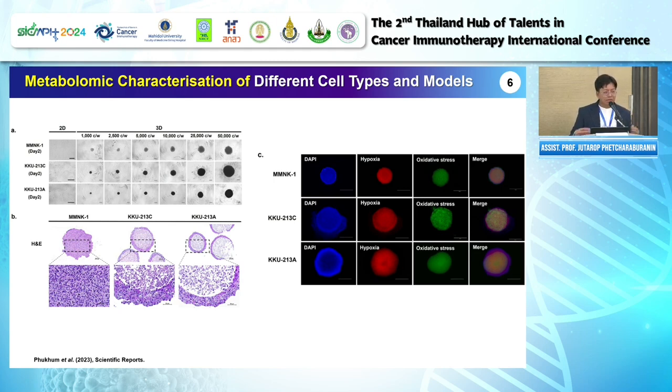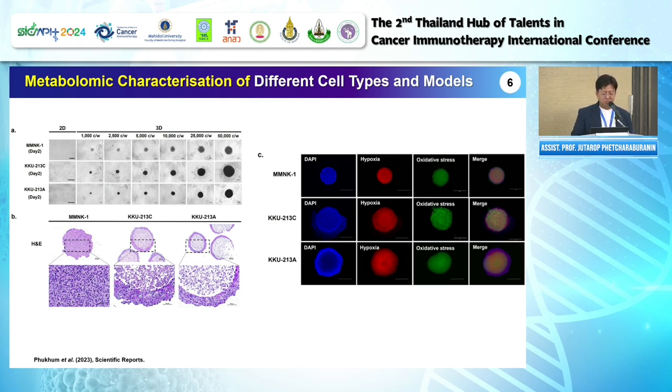So we would like to see what could be the smallest number of cells that we could use to form the spheroid in this case. We also cultured for 48 hours to observe the multicellular spheroid aggregation under the inverted microscope. And we performed H&E staining in order to see the segregation and the clustering of the different cells in different zones of the spheroids.